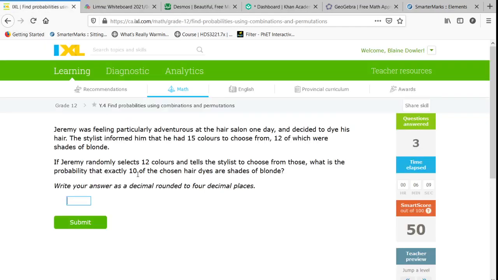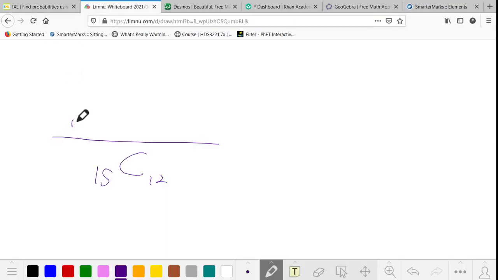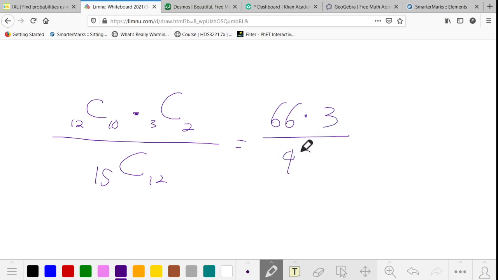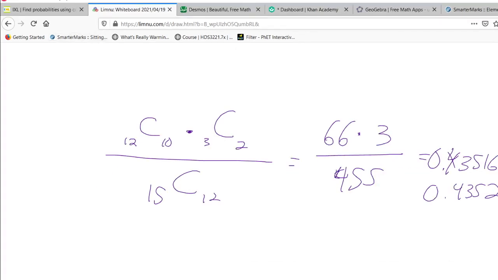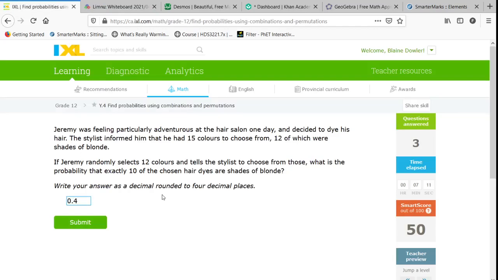Now our numerator, he's choosing exactly 10 blonde. So that's, of those 12, he chooses 10. But he's not just giving 10 options, he's giving 12 options. So the other two that he is choosing must come from the 15 minus 12, or 3 shades that are not blonde. So 12C10 we know is 66. We've seen that before. 3C2 is 3. And 15C12 is 455. 66 times 3 over 455 is 0.43516, or 0.4352 to 4 decimal places. Oh, didn't want to do that. 0.4352.